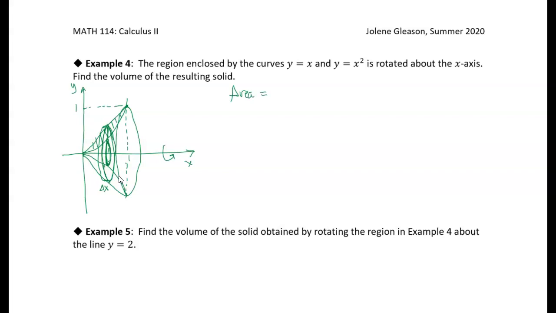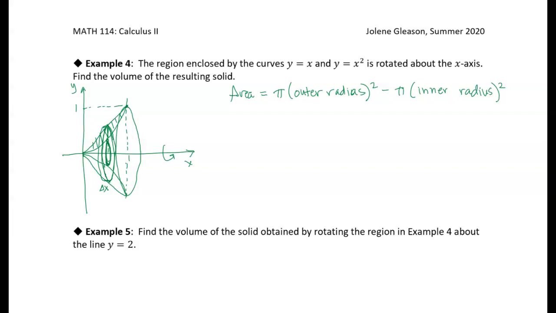So the area of the washer is essentially the area of the outside disk. So it's pi times the outer radius squared. Okay, and then we're going to subtract pi times the inner radius squared. Okay, and that'll give us the area of one cross section. It'll give us some thickness to give it volume, and then we'll integrate.